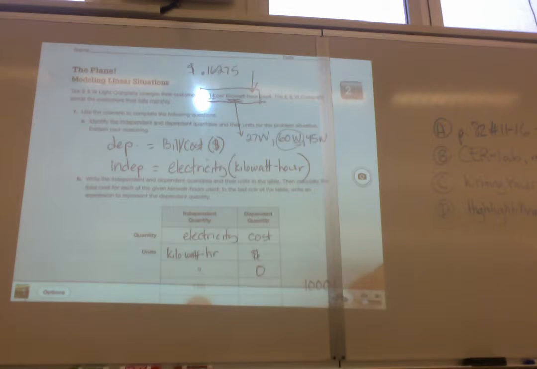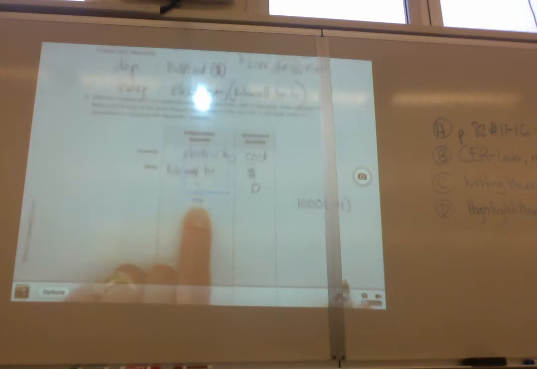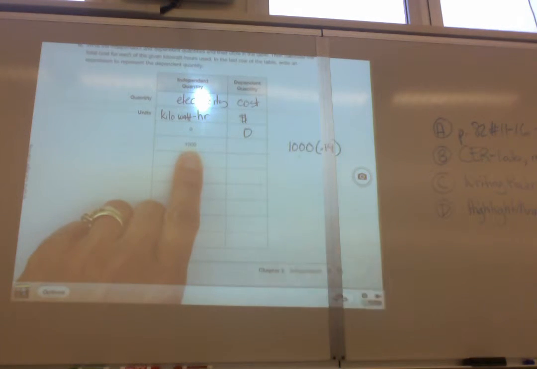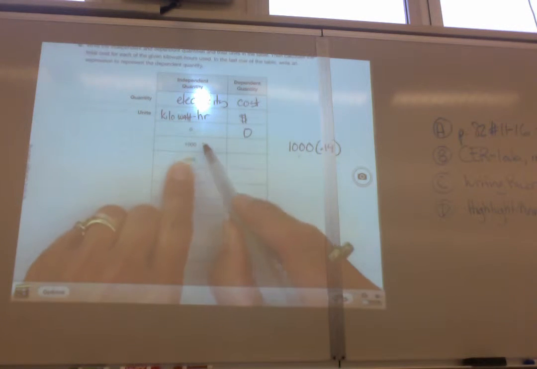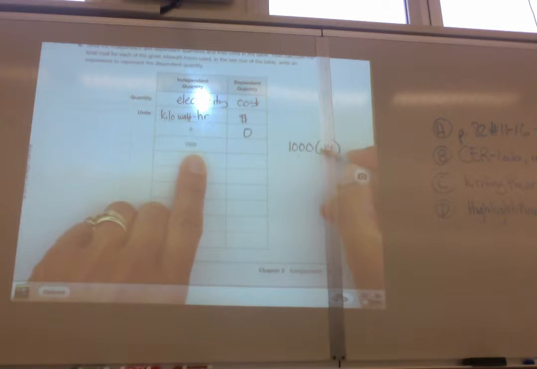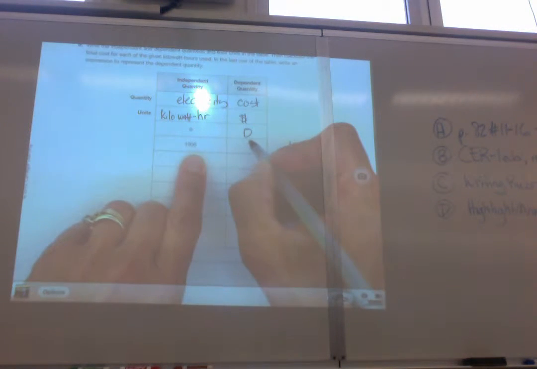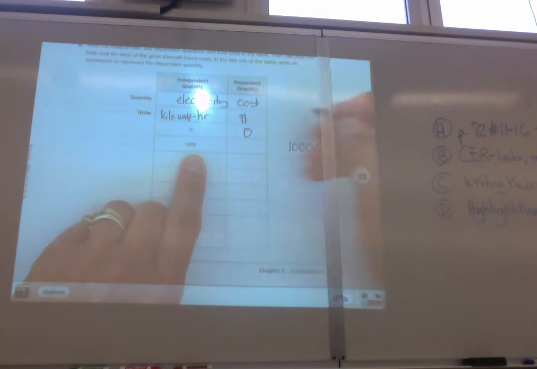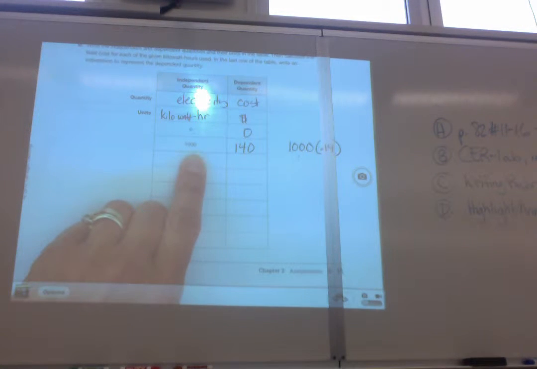1,000 times 0.14. 1,000 is the amount of electricity used in that household that week, that month. And 0.14 was how much per kilowatt hour. So you do need to multiply them. What did you get when you multiplied? 140. Double check what you have right there.